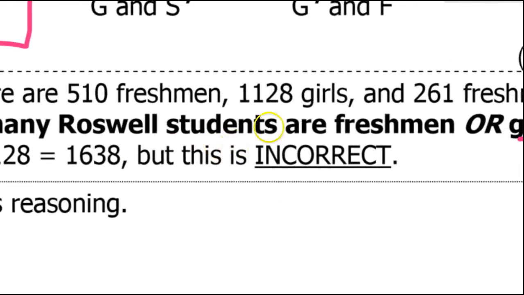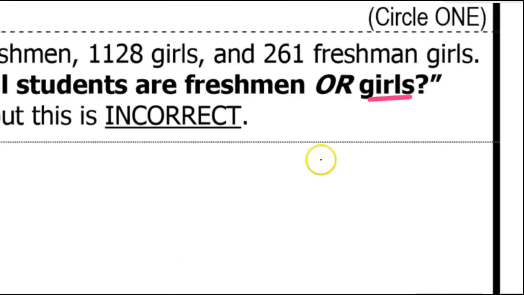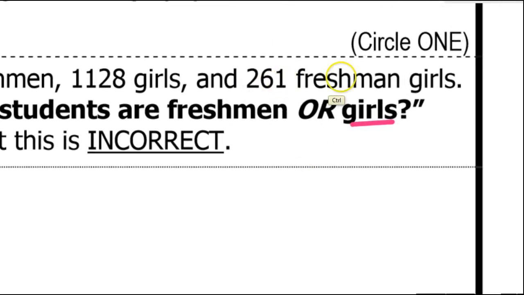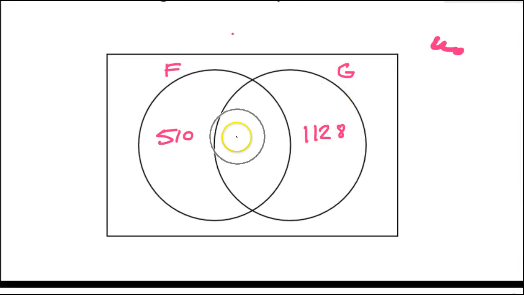So then it says 1,128 girls. So a lot of students will put the 1,128 right here. And then it says 261 freshman girls. All right, that's both. So students will put the 261 right here. Let's talk about what's wrong with this before we go any further, and that will explain Sue's mistake.